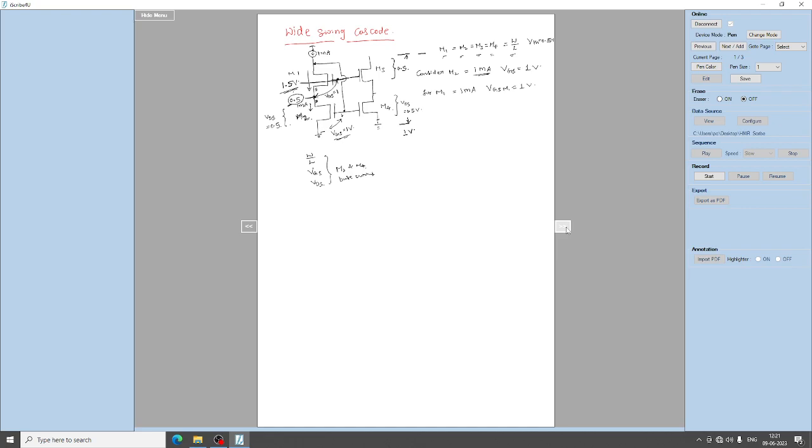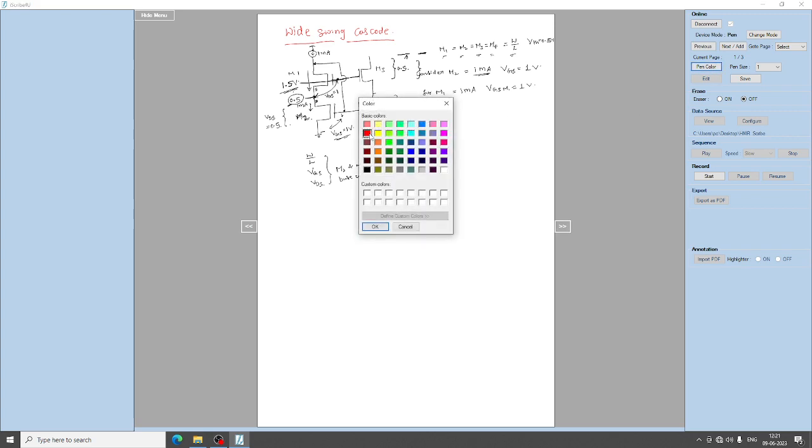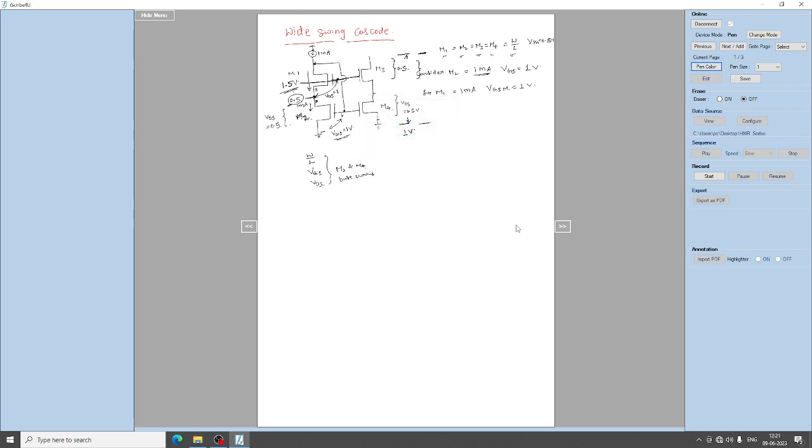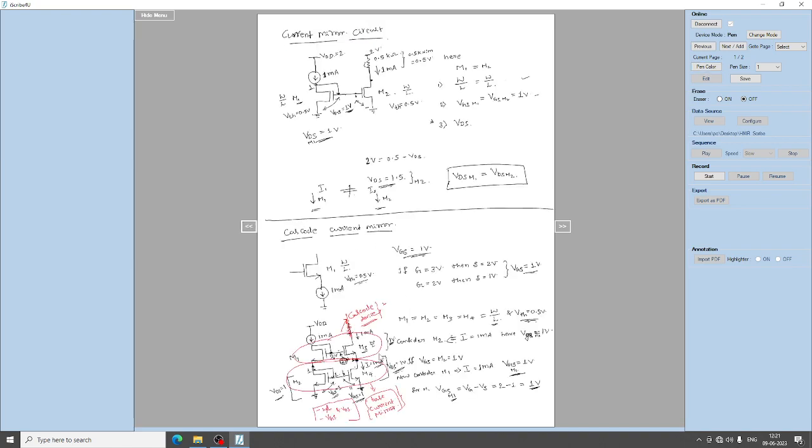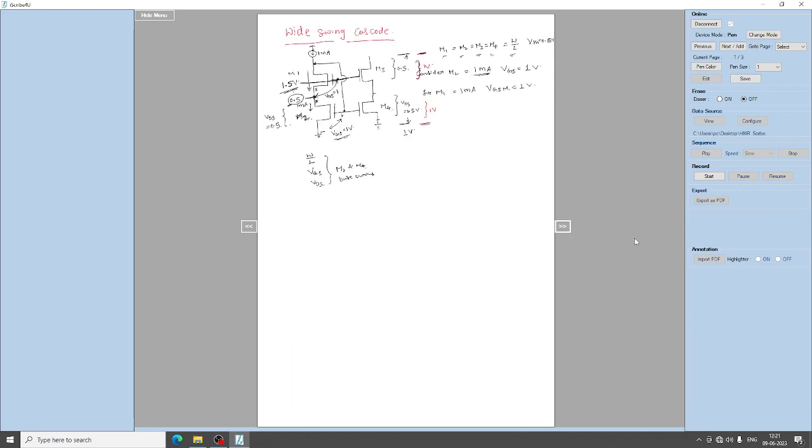Whereas in the earlier case, the VDS of this, from here to here, has 1 volt and this also has 1 volt. So the peak to peak swing here is 2 volt in this case, whereas in the wide swing you have 1 volt. So the swing is different in this case. So this is about the wide swing cascode current mirror.